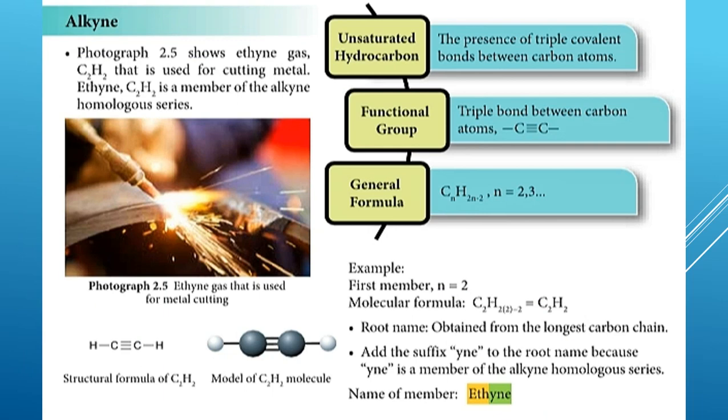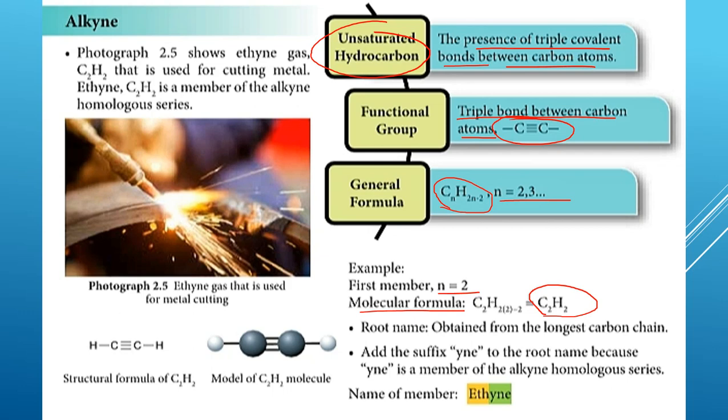How about alkyne? Alkyne is an unsaturated hydrocarbon because of the presence of triple covalent bonds between the carbon atoms. So this is the functional group for alkyne. There is a triple bond between the carbon atoms. So the general formula is CnH2n minus 2. N starts with 2, 3 and so on. Example, the first member N is equal to 2. So for its molecular formula, you just change N to 2: C2H2 times 2 minus 2. So this is the molecular formula of the first member of alkyne.